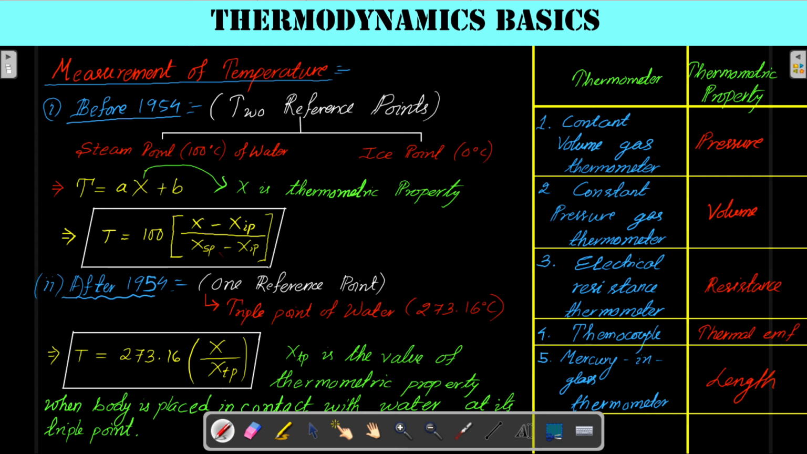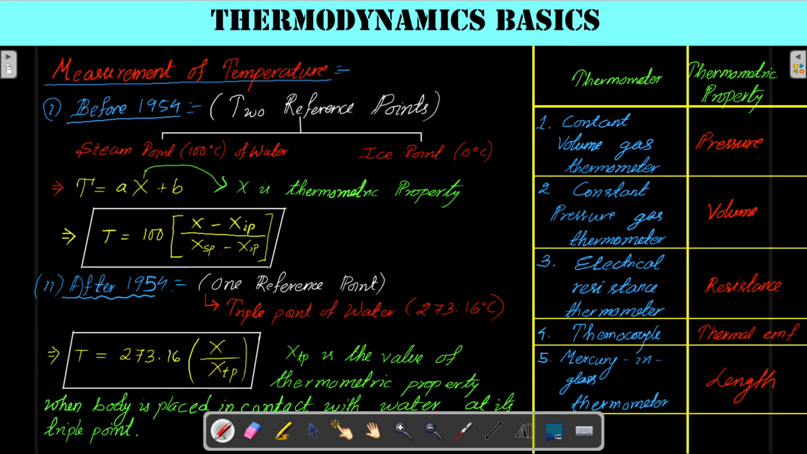Here the thermometric property is listed for the different types of thermometer. For a constant volume gas thermometer, the thermometric property is the pressure. For a constant pressure gas thermometer, it is the volume. For an electrical resistance thermometer, it is the resistance. For a thermocouple, it is the thermal EMF. For a mercury in glass thermometer, it is the length. This thermometric property is X here. So T for temperature is calculated as aX plus b.